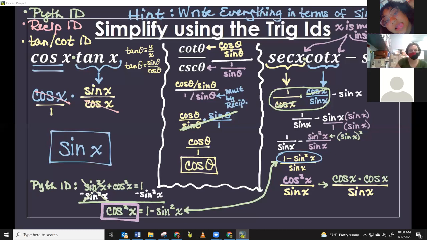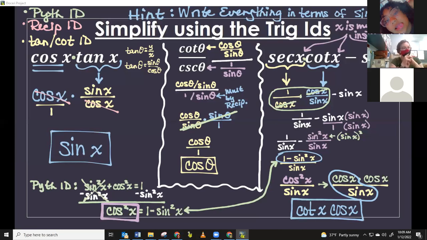I'm almost done with this. Cosine over sine can simplify to what? Cotangent. So this would be cotangent x, and then I still have that cosine x. There we are, fully simplified. Good job with those.